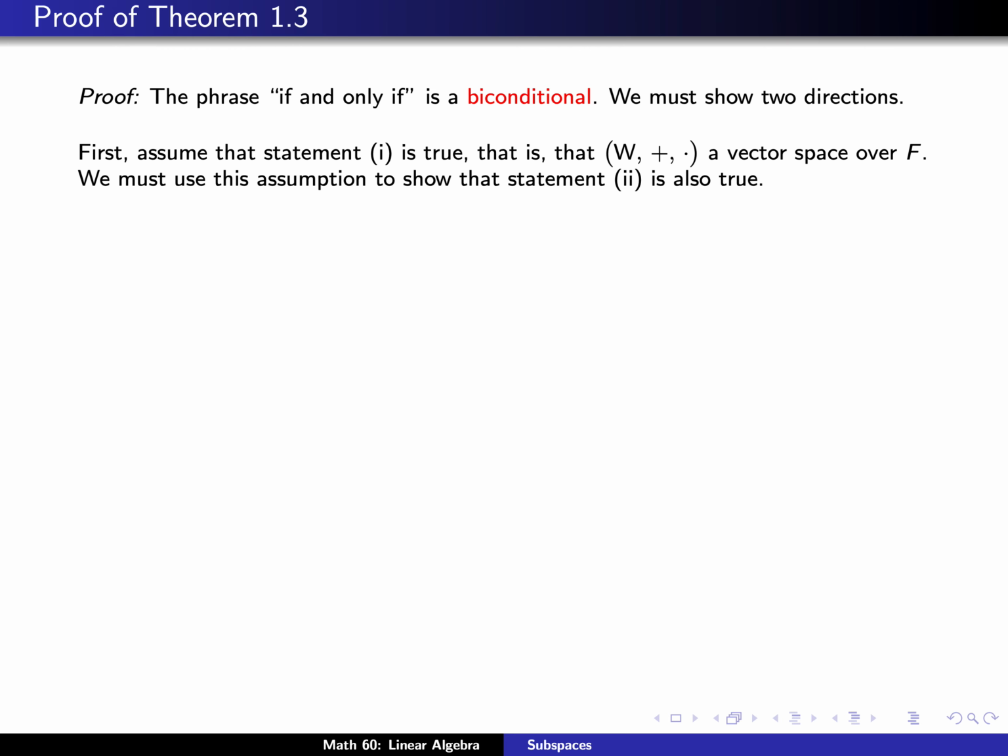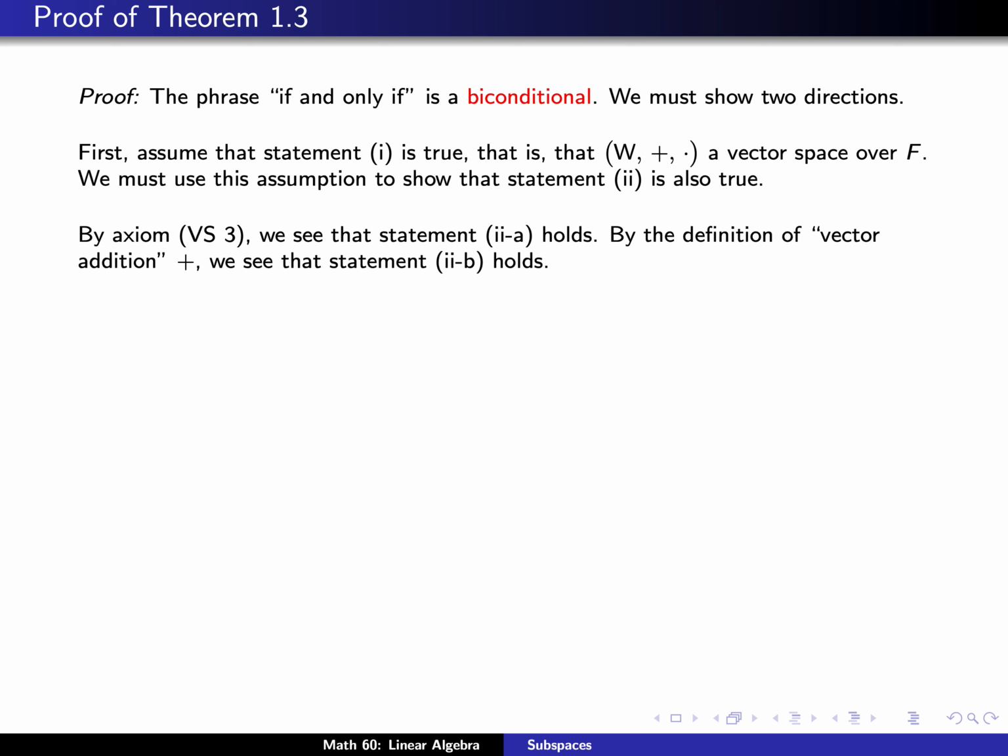So first, let's assume that statement I is true. That is, that our triple is a vector space. We're going to use this assumption to prove that statement II is also true. Well, remember that II has three parts A, B, and C. So we'll focus on showing that those three must be true. Well, by axiom VS3, that is, it has an additive identity, we see the statement IIA must hold. That is, that W does contain the identity element.